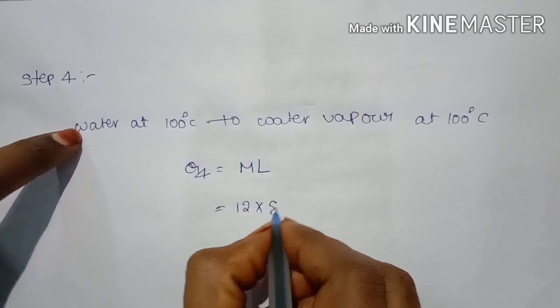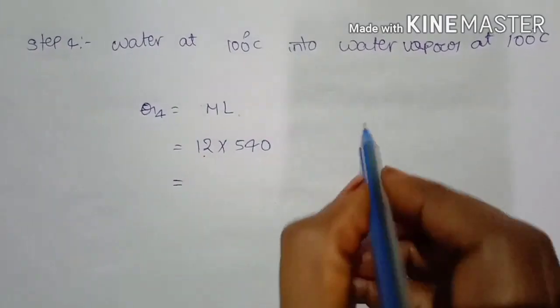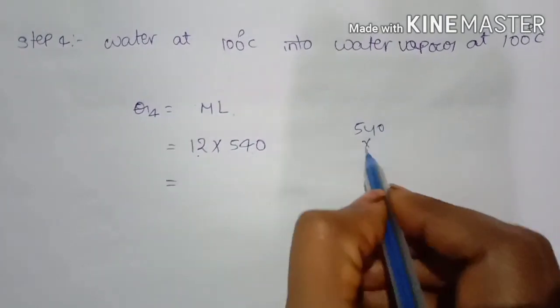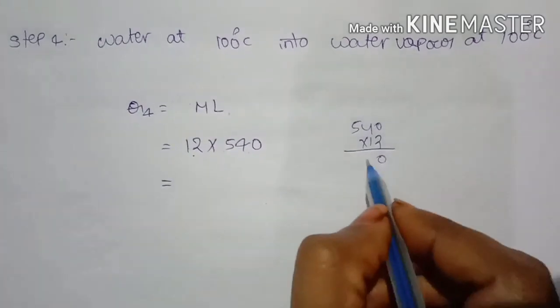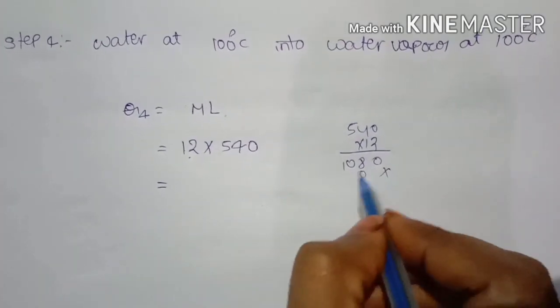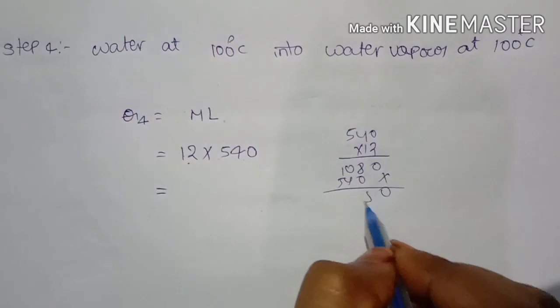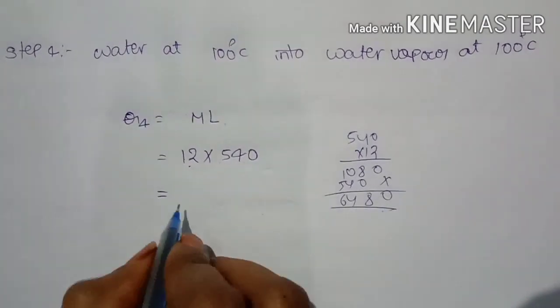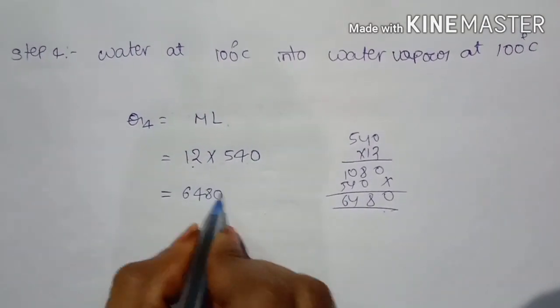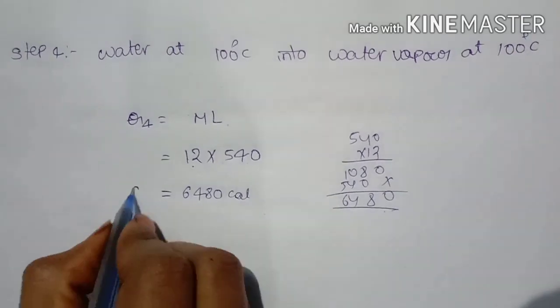So multiply 540 into 12. Now calculate it: 6480 calories. This is Q4.